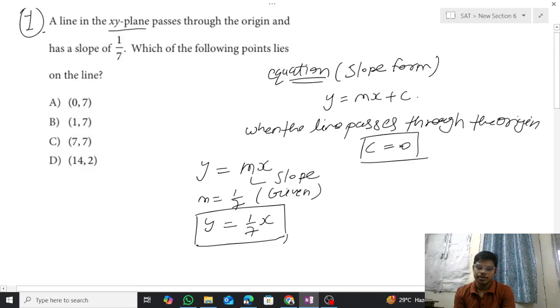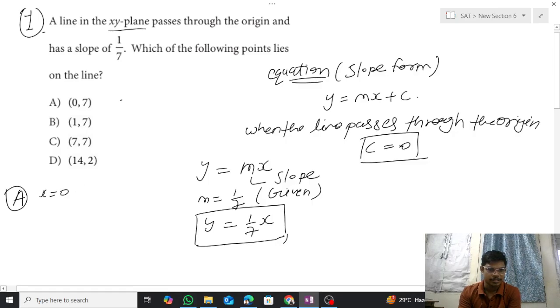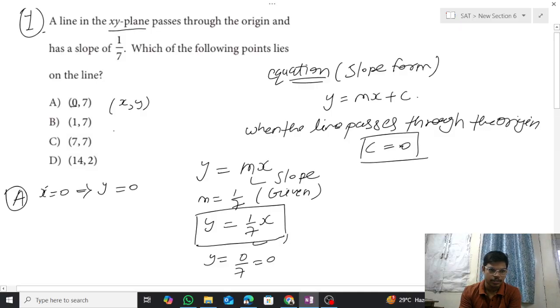Now you have to work. You can draw this line in the xy plane also, and you can check all the options by putting in the values. Suppose in option A, if you put x is equal to 0, because this is ultimately x comma y, then y is equal to 0 divided by 7, so y is equal to 0. So your option A is wrong, because it is saying 0 comma 7.